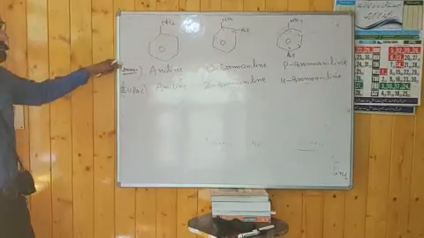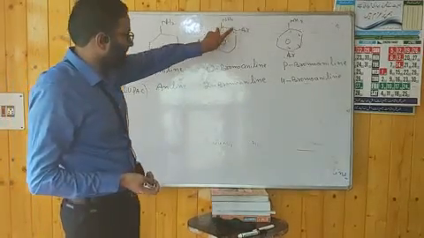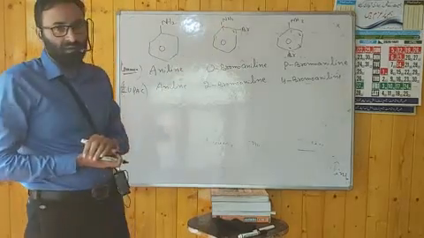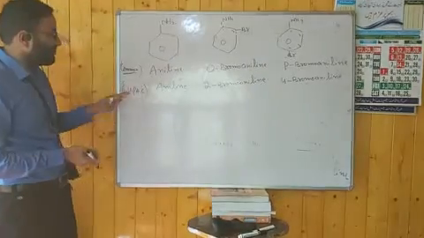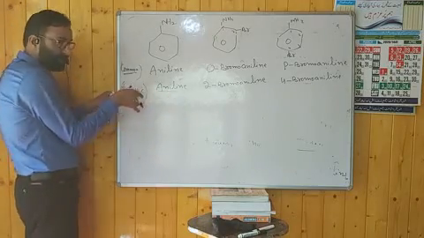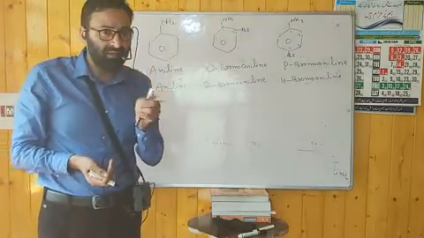In the common system, you have to use the prefixes ortho, meta, and para. Ortho is for 1, 2, meta is for 1, 3, and para is for 1, 4. In this way, we can name it. This is the common name. But we have another IUPAC name. Aniline is accepted as the IUPAC name first, but we have another IUPAC name.